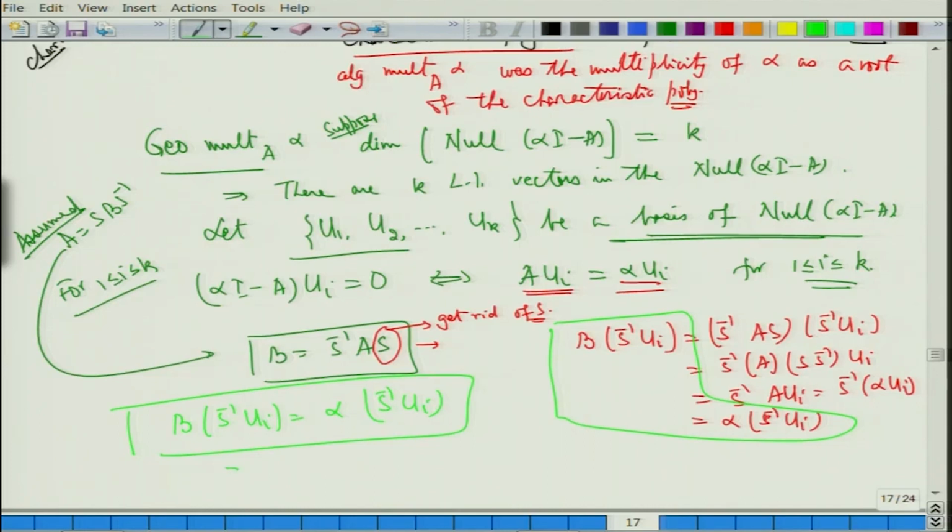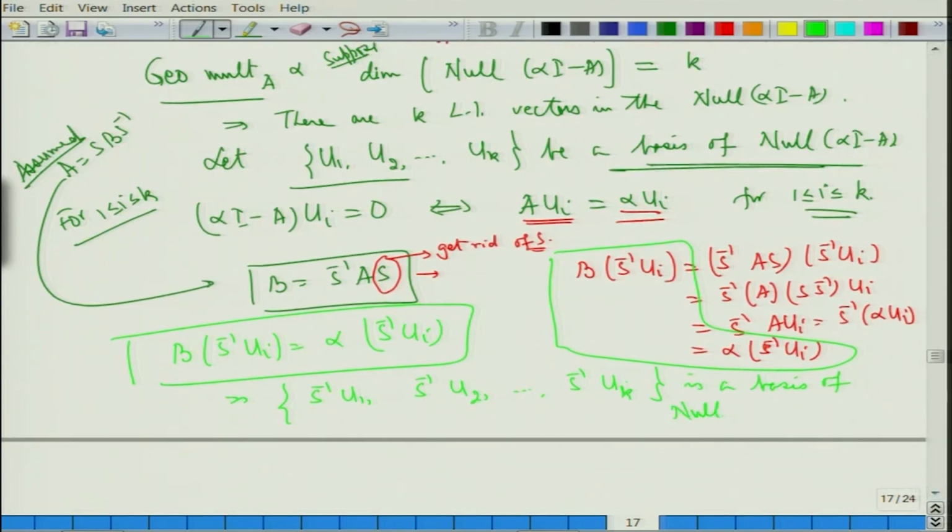Fine. So this implies S inverse of u1, S inverse of u2, S inverse of uk, this is a basis of null space of alpha I minus B, with a question mark. Why a question mark? Because till now we have not shown that this is linearly independent. So there is a question of linear independence, all right.